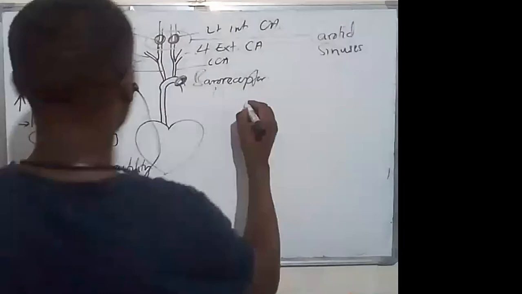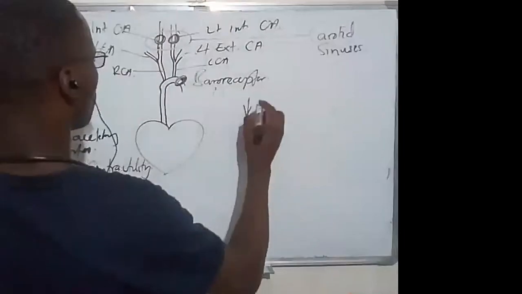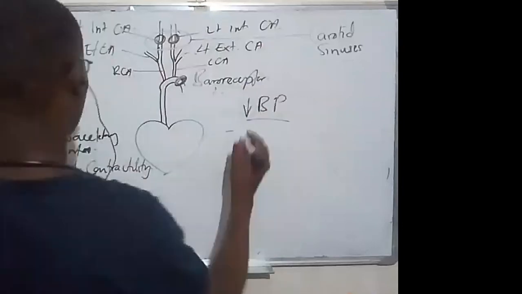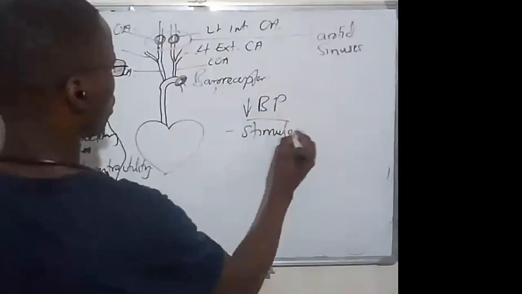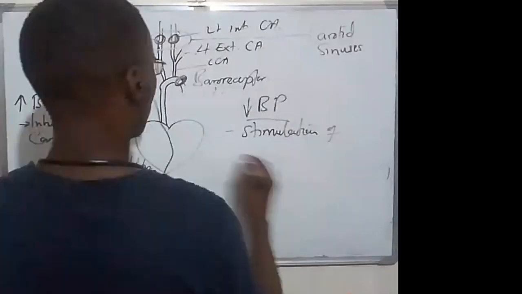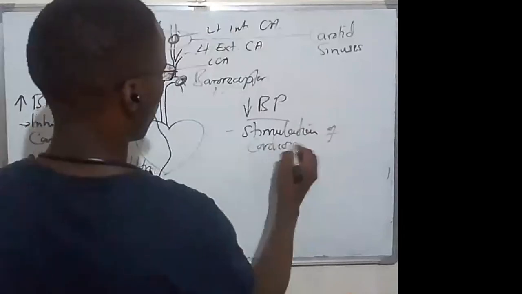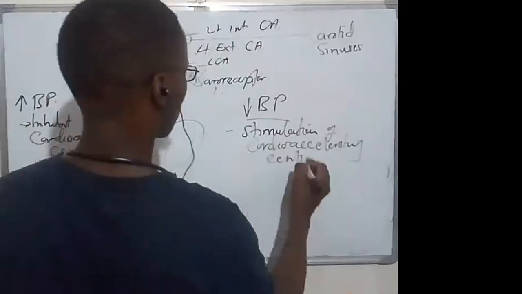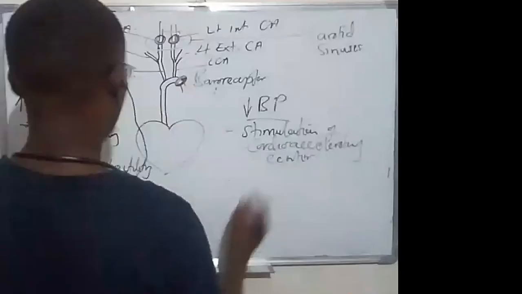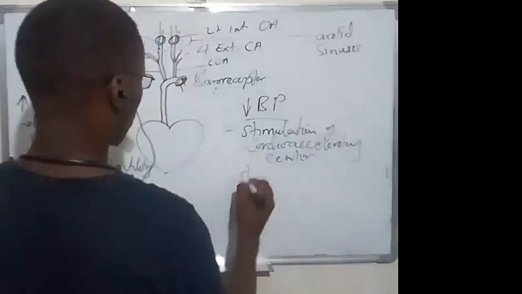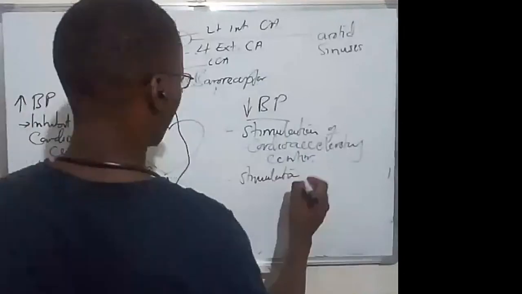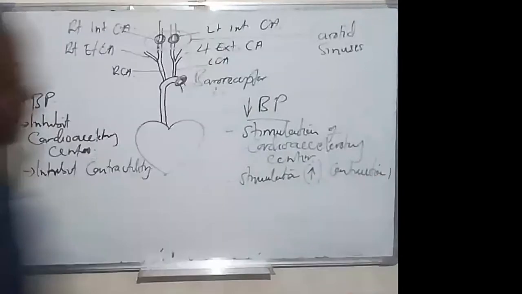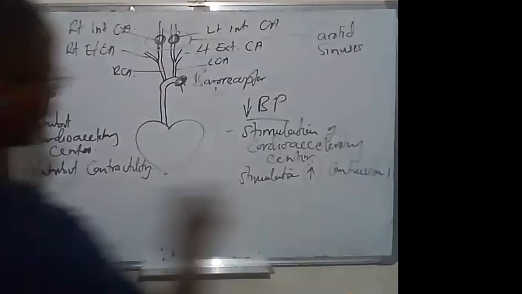When there is low blood pressure, the opposite is going to happen. There is a stimulation of the cardioacceleratory center. Then there's going to be stimulation, or rather an increase in contraction. Like that. So remember, you can see what is happening here.